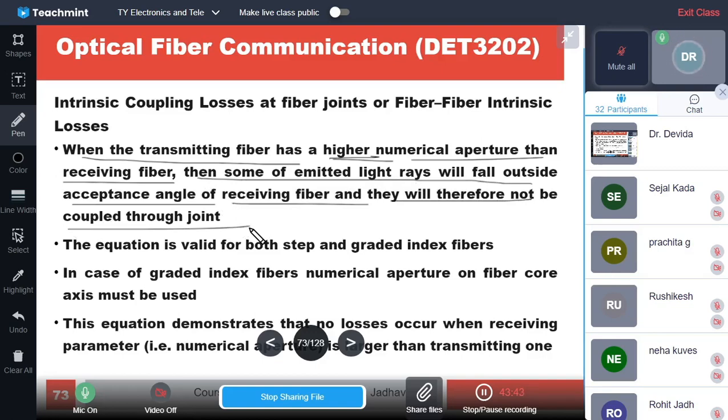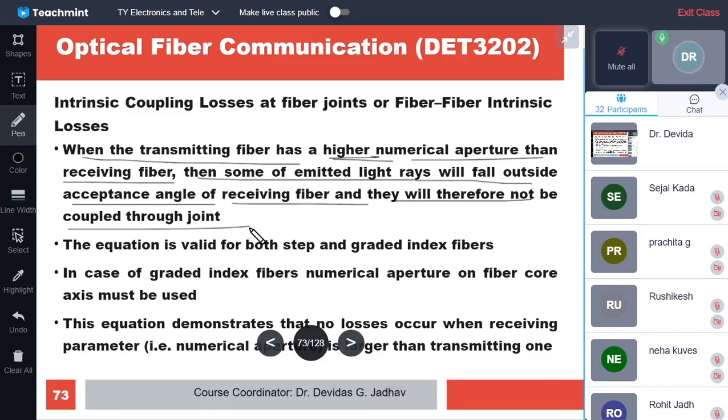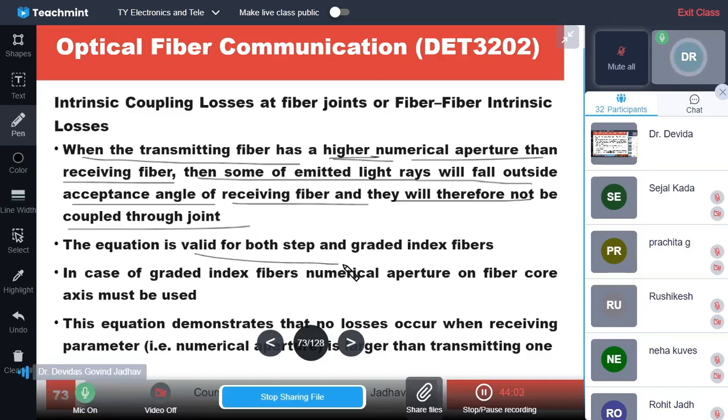So if the receiving fiber has lesser numerical aperture, its acceptance angle will not cover all the acceptance angle of the transmitting fiber, and some of the rays from the transmitting fiber will fall outside the acceptance angle of the receiving fiber, and that's why the rays will be lost. The equation is valid for both step and gradient index fiber. So these equations are valid for step and gradient.